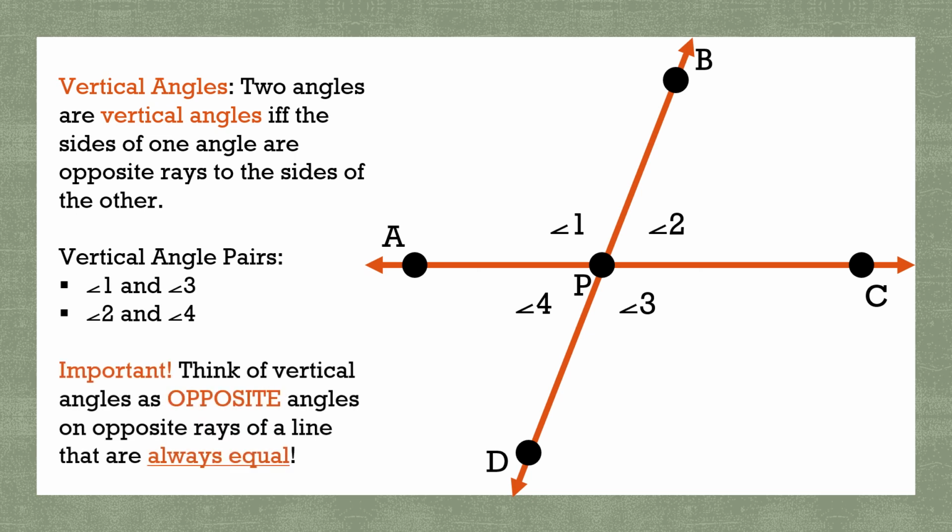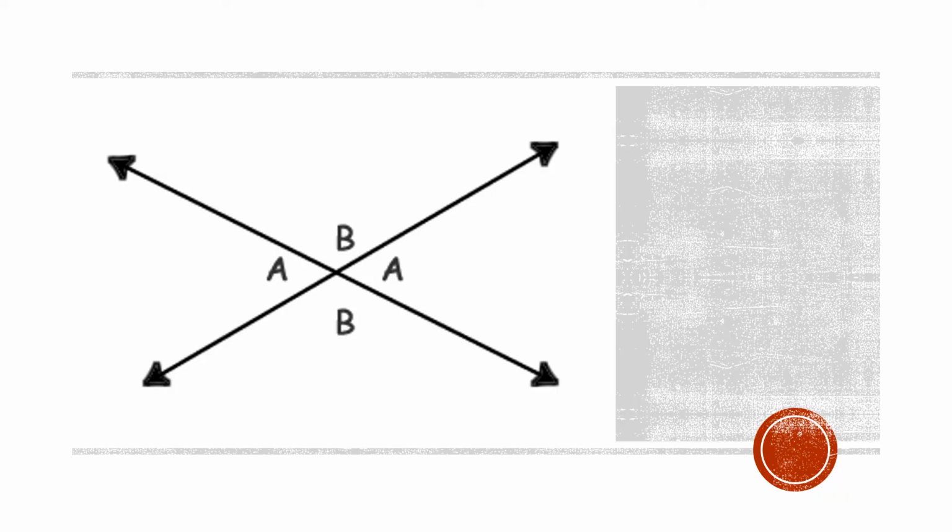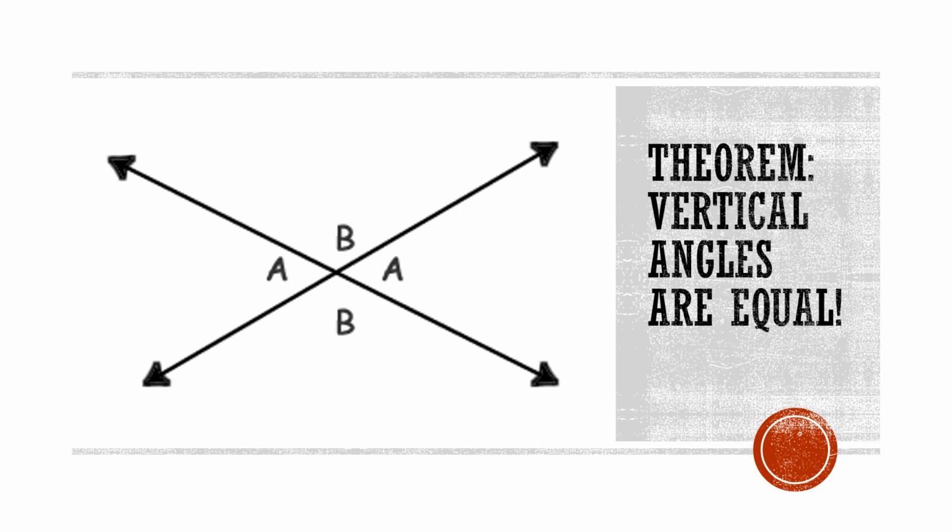It's important to think about vertical angles like opposite angles on opposite rays of a line that are always equal. So that's the really special relationship here, is that these angle measurements aren't just on opposite rays, but they're also equal, which brings me to my next point. So the definition for vertical angles might have been a little bit of a challenge, but the theorem actually is quite simple. Vertical angles are equal. So that is our second theorem that we will be exploring more in class.